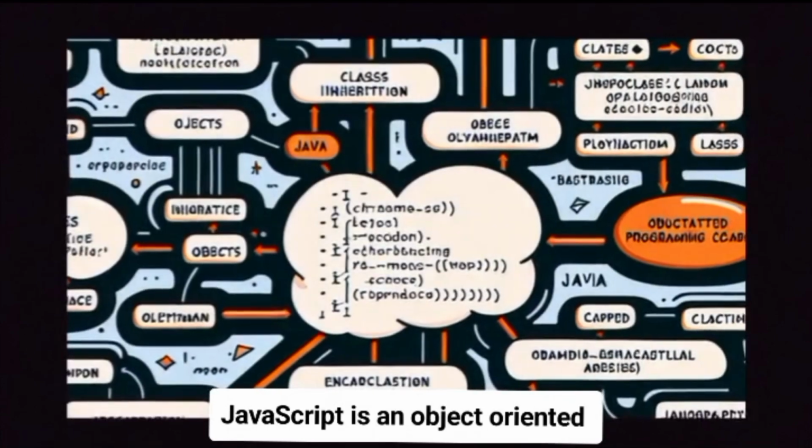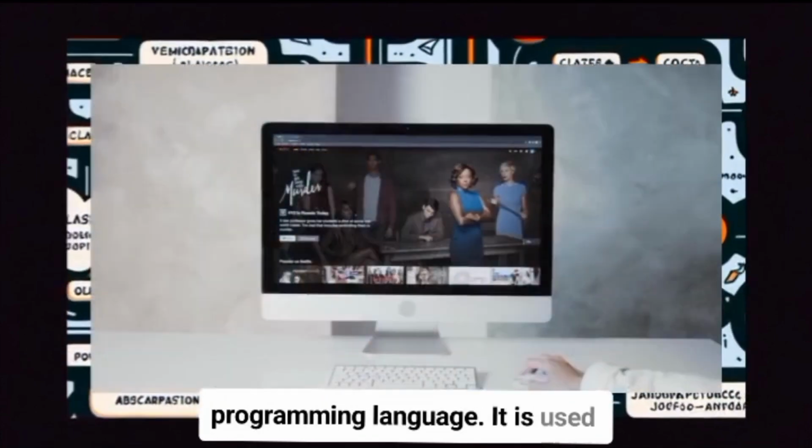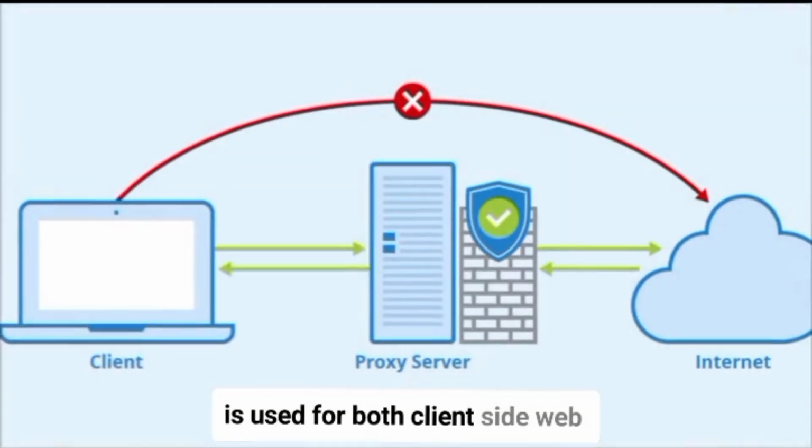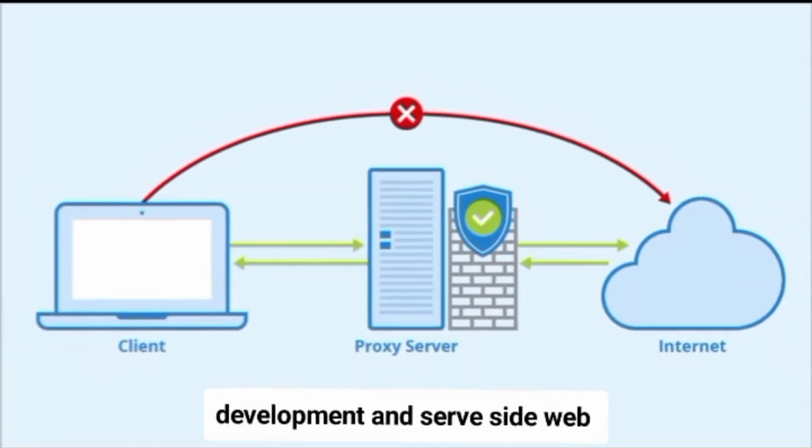JavaScript is an object-oriented programming language. It is used to make web pages dynamic. It is used for both client-side web development and server-side web development.